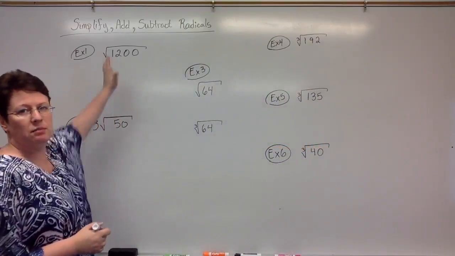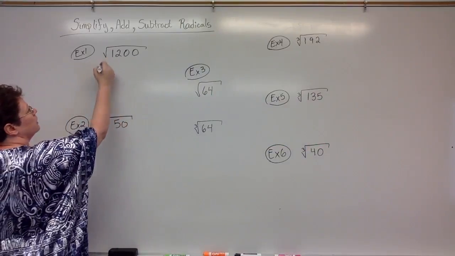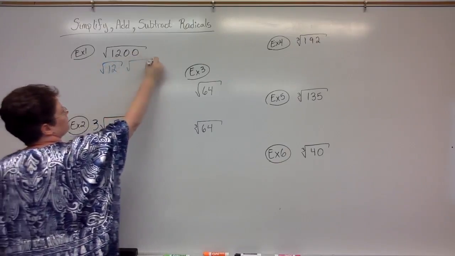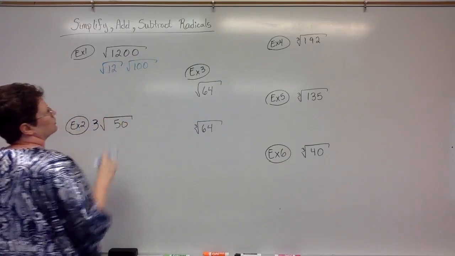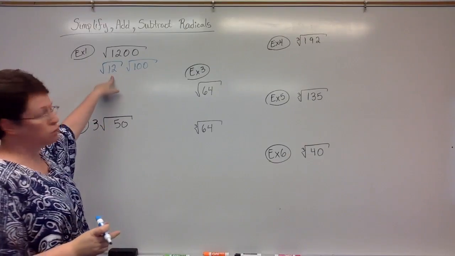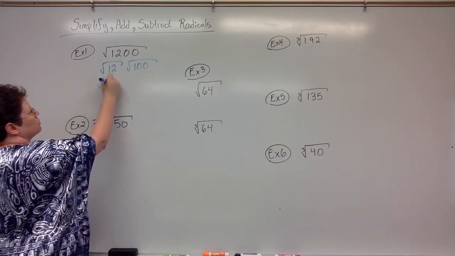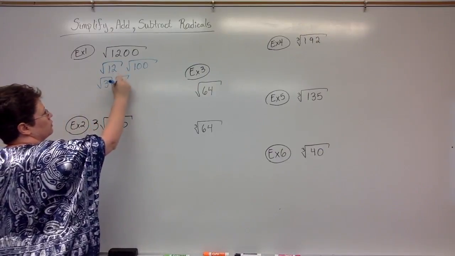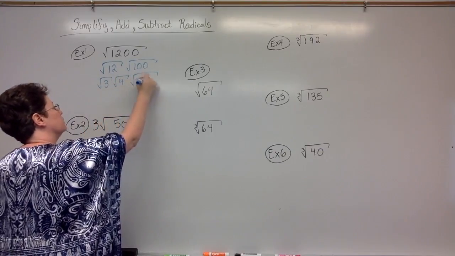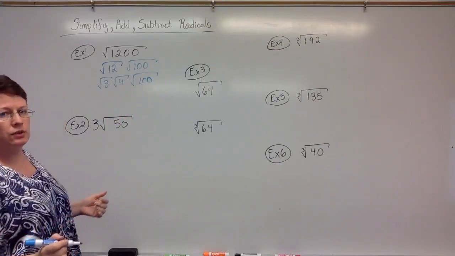What multiplies to give me 1,200? It's easy. Anytime I see zeros at the end, I know it's divisible by a factor of 10. 2 zeros, divisible by 100. Well, 12 can be broken down. So I can do square root 3, square root 4. 3 times 4 is 12. Then I have my 100. 100's a perfect square, so that's why I'm not breaking it down any further.